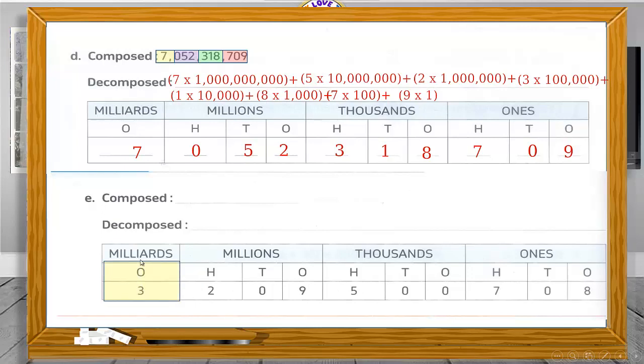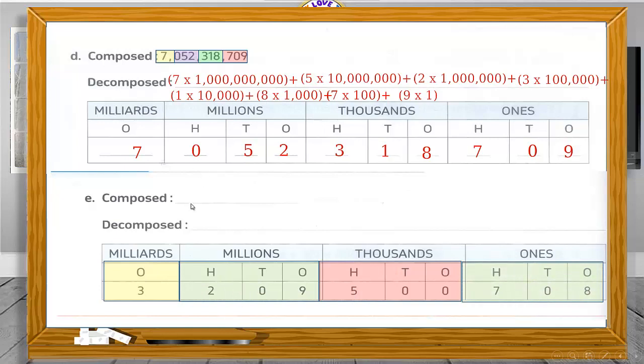We have here 3 milliards. So if you want to write the number in standard form, you start from the left side, as we said. 3 milliard, 209 million, 500,000, 708, and now we make the decompose.